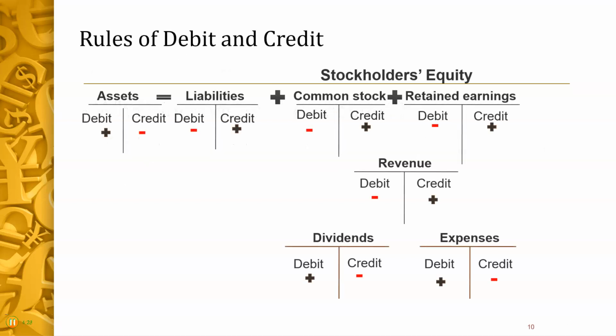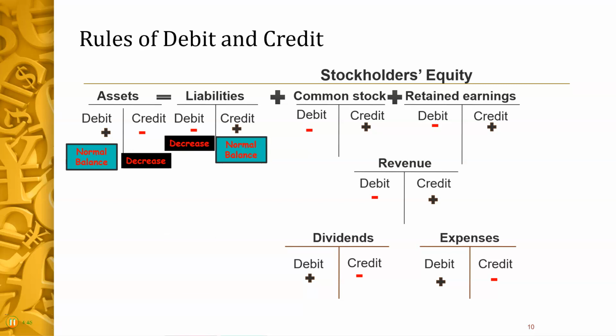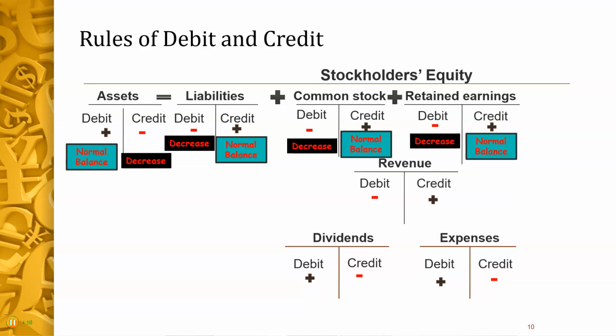For assets, we increase with a debit and we decrease with a credit. So the normal balance is a debit. For liabilities, we decrease with a debit, we increase with a credit. So, the normal balance is going to be a credit. For common stock, we decrease with a debit, we increase with a credit, and so that's the normal balance. For retained earnings, we decrease with a debit, and the normal balance is going to be a credit.